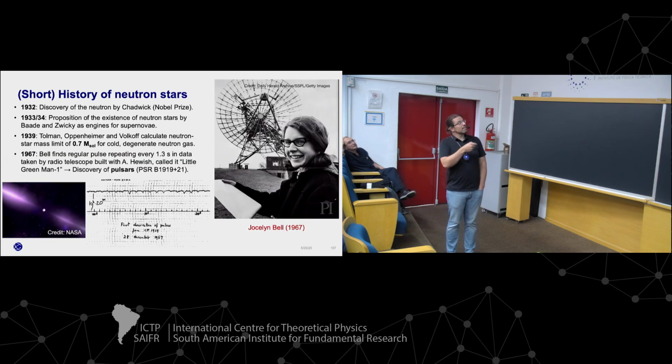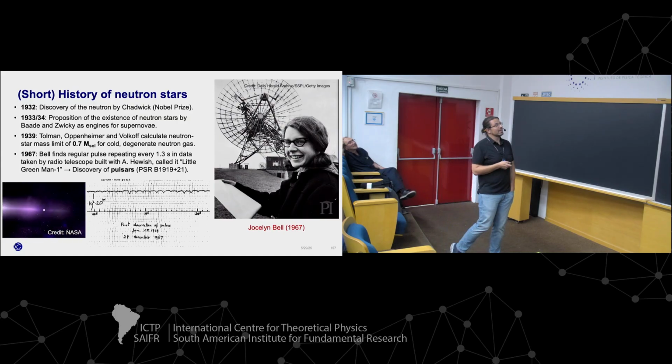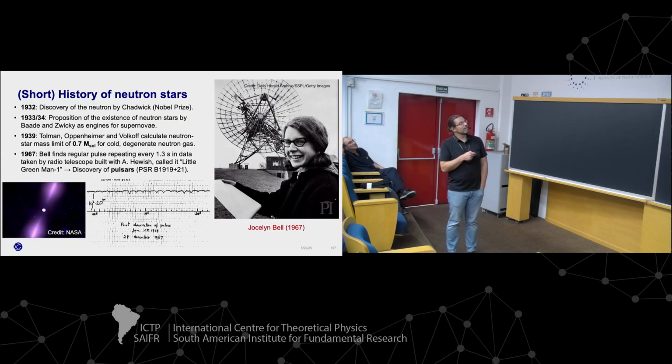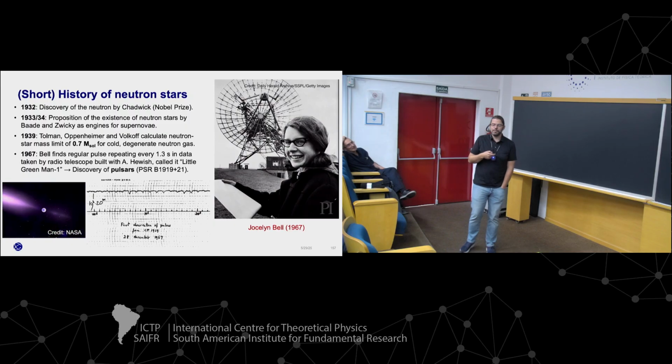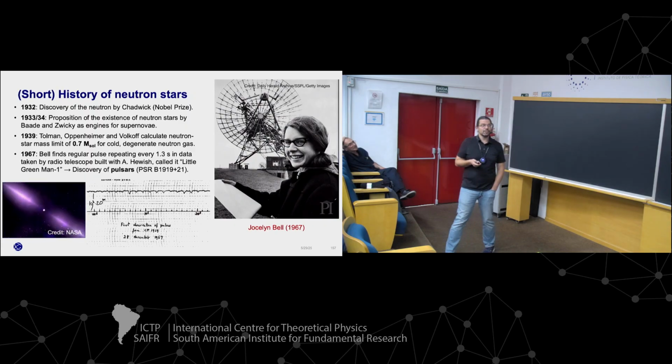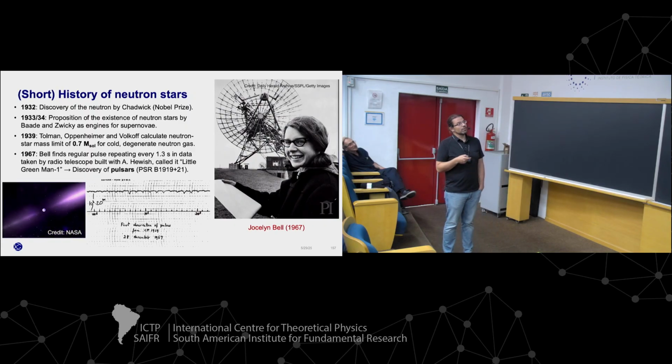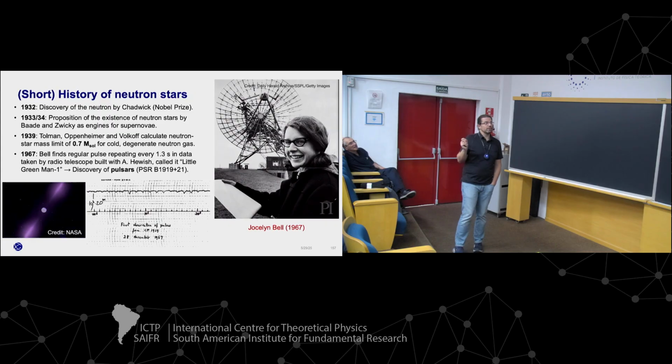And so for many, many years, people believed them, and no one really thought there are neutron stars. Until in 1967, there was a young grad student, Jocelyn Bell, you see her here, who built, together with her advisor, radio telescopes. That was her PhD thesis. And she looked at the data, and she found basically this. So there was the signal, and every 1.3 seconds or so, there was a blip.